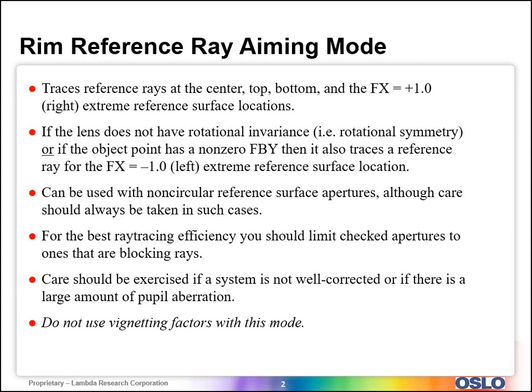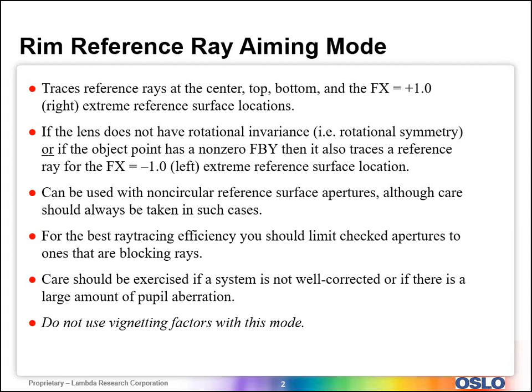Take care if a system is not well corrected, because in those types of cases, you might get a reference ray getting blocked and you'll get an error message. There are some ways that you can work around that using other ray aiming modes, as well as turning checking off or making your surface a little bit bigger. There's some ways around that, but that is one of the negatives of using this type of method, is that you'll get an error message if that ray is getting blocked.